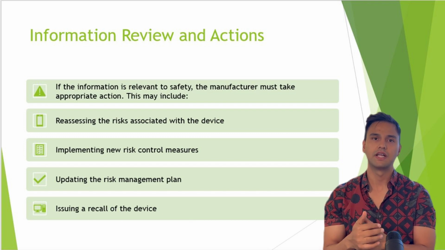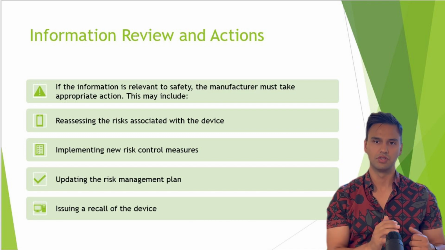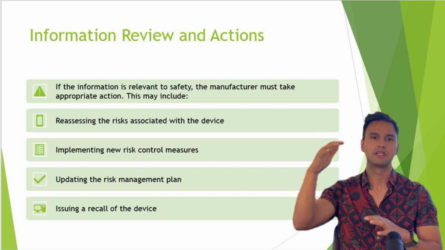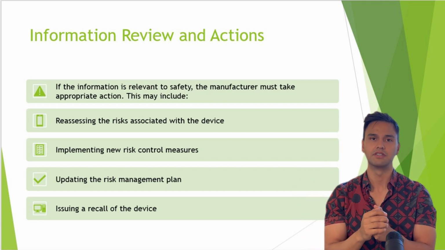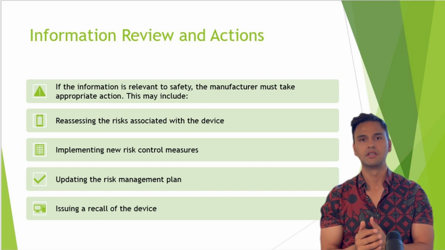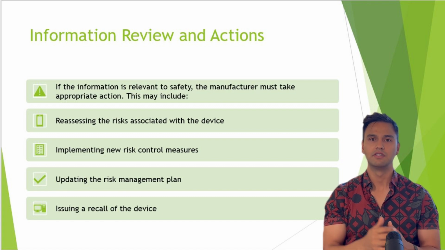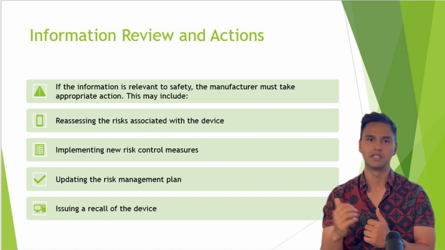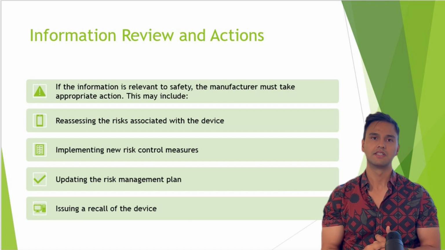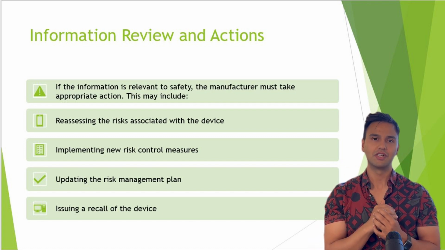Some of the appropriate actions that you need to take are reassessing the risk associated with the device. If you said, oh, my benefits outweigh the risk, now you have to reassess that information, right? Second would be implementing new risk control measures. Third would be updating the risk management file. You need to make a draft, hey, there's something new coming up. Another one is issuing a recall on your device, right? So if it's really bad, then you need to issue a recall.